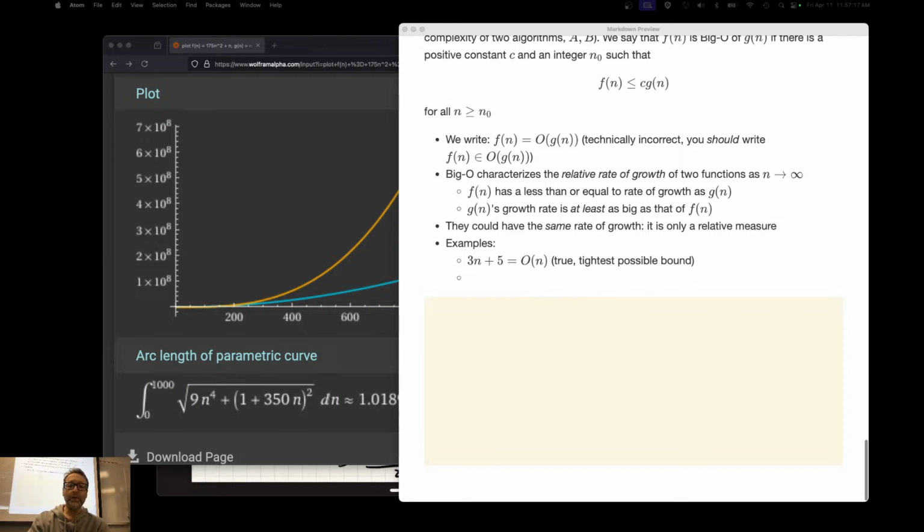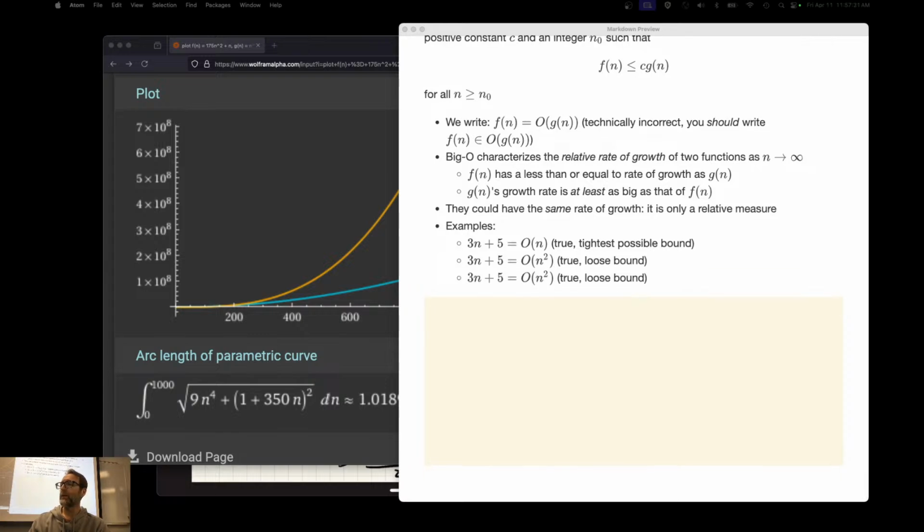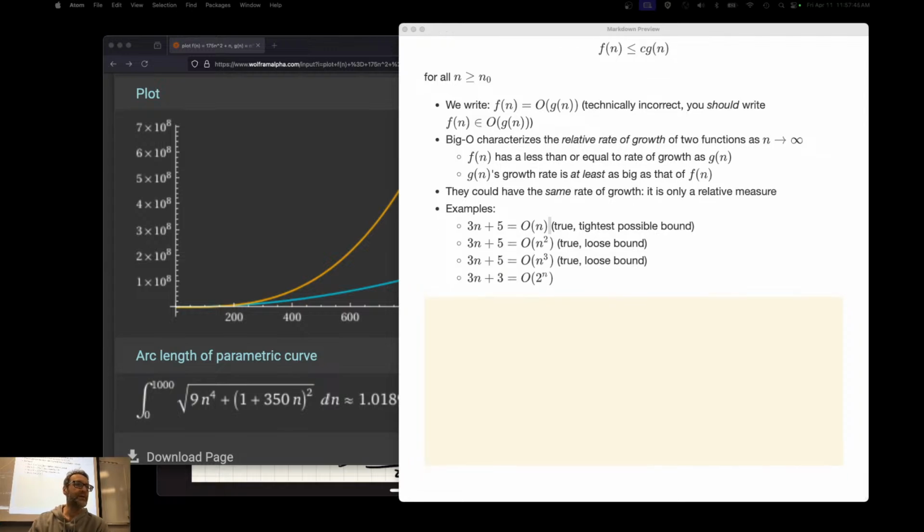But it's also true to write the following. 3n plus 5 is big O of n squared. That's also true. It's just a loose bound. You can be as loose as you want. You can say that it's also cubic. That's also true. But the tightest one is the most true, because it's the best bound you can give. You could also say it's bounded by an exponential function, which is going to be bigger than linear, so that's true too. That's like saying 5 is less than or equal to 1 billion. It's true, but you're nowhere close to each other.